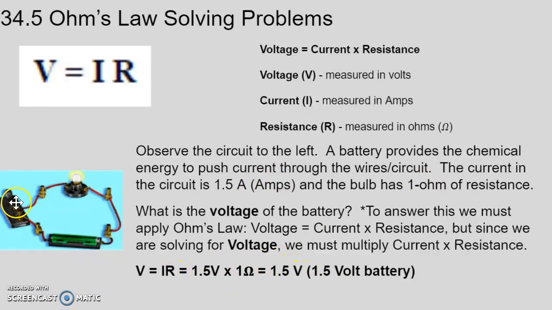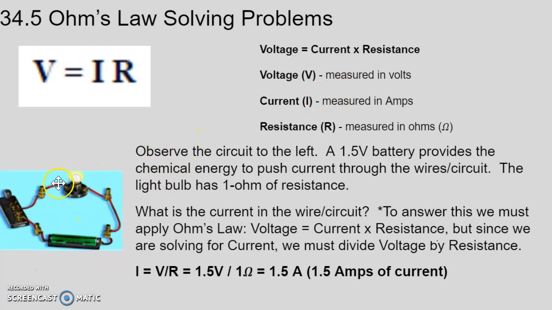That this here is a 1.5 volt battery. Let's look at this a different way. So we'll use the same picture. A 1.5 volt battery provides the chemical energy that pushes current through the wires, or through the circuit. The light bulb has 1 ohm of resistance. So what is the current in the wire of the circuit?